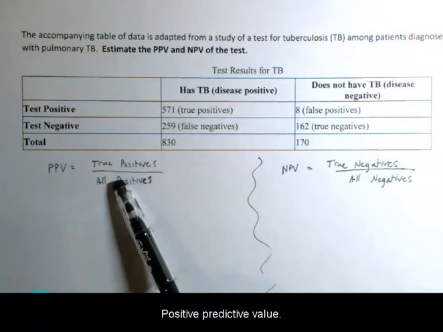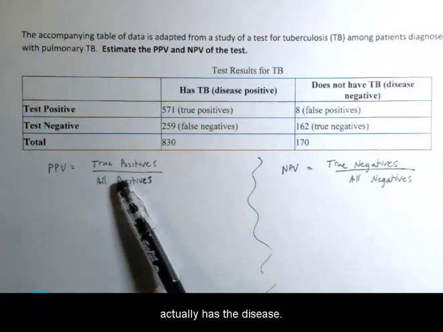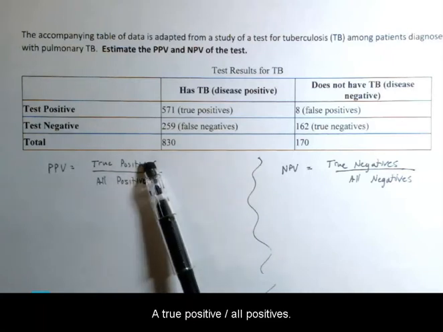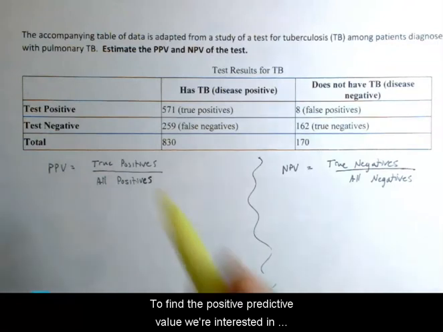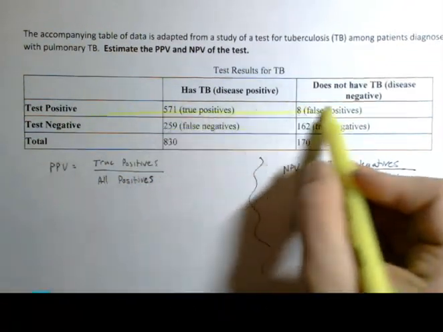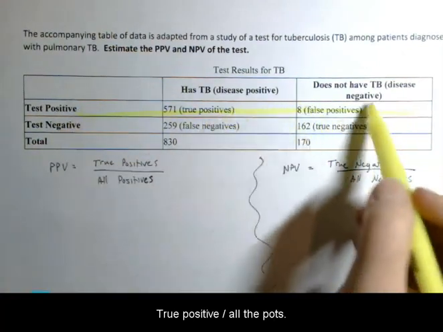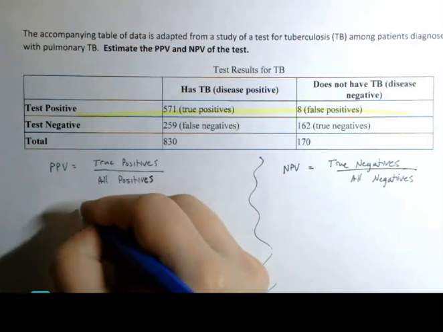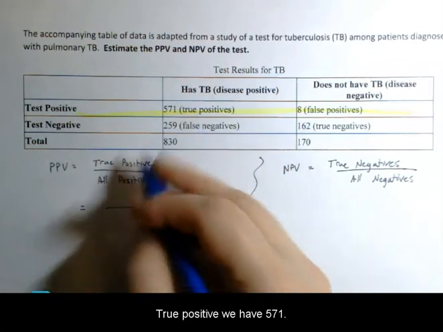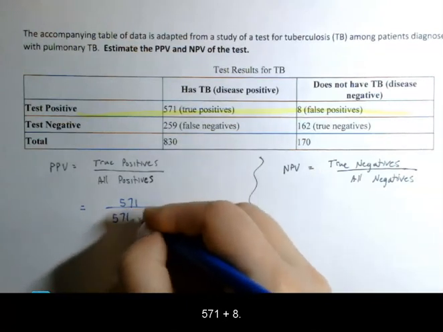The positive predictive value is the probability that a person who tests positive actually has the disease. So the true positives divided by all positives. So to find the positive predictive value, we're interested in what's in this row here. The true positives divided by all the positives. So for true positives, we have 571, and all positives, 571 plus 8.